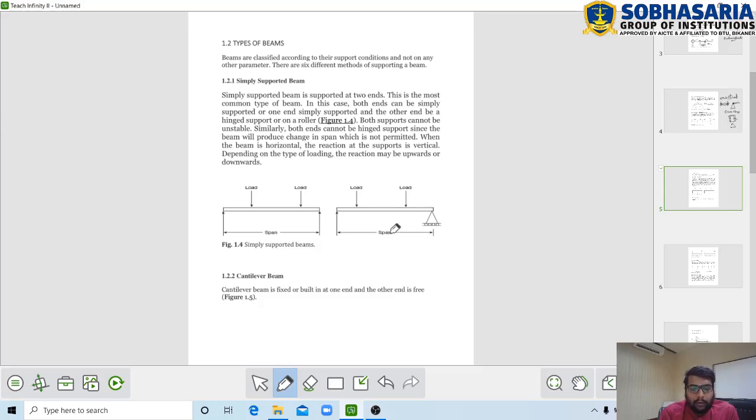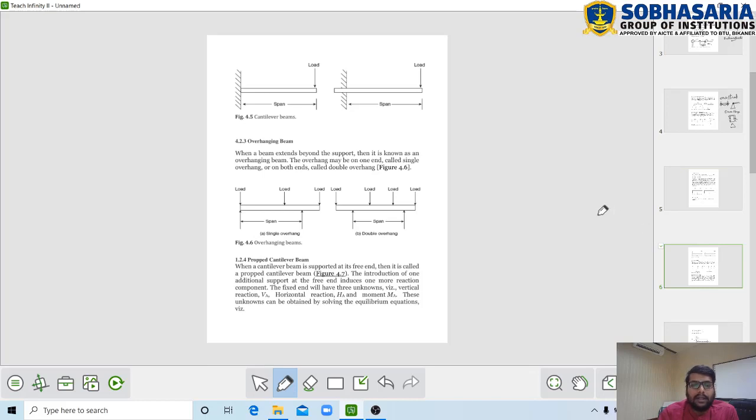And when the beam is supported at only one end, then we call that beam a cantilever beam. So here you can see the beam is supported from only one support, the other end of the beam is free. It means it is only supported at one end, it is a cantilever.